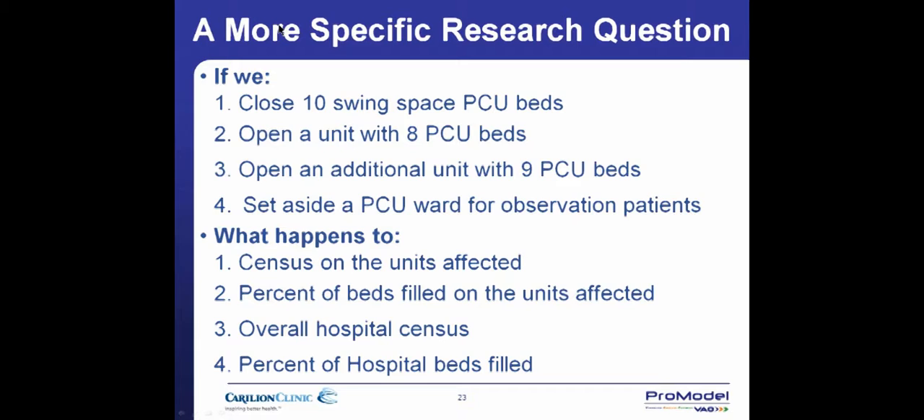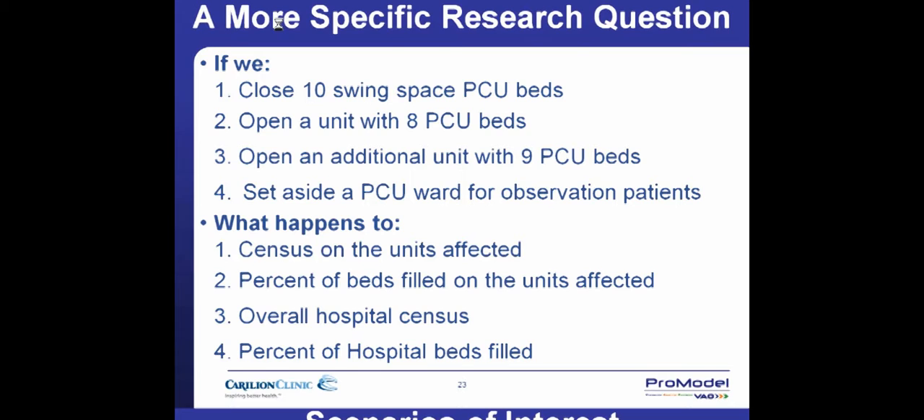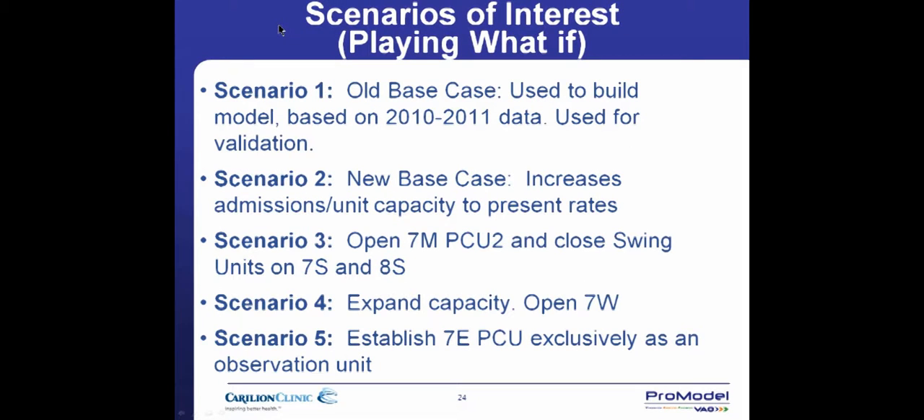So to answer these questions, the computer modeler comes up with scenarios. In this case, we've got 5 scenarios that we're working with. Scenario 1 is just the base case, and this was used to validate the model. We used 2 years, the 2010-2011 data. We built the model with the base case, but then a few things changed in the course of time after we built the model, so we upgraded it, and that's the new scenario 2.